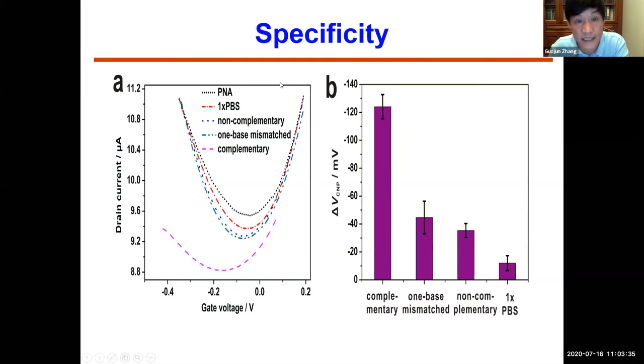So in this work, we chose different targets, for example, a non-complementary sequence, a one-base mismatched sequence, and a complementary sequence. From these results, you can see the signal from the one-base mismatch and the control is much smaller than the signal of the complementary sequence. So this specificity is also good.